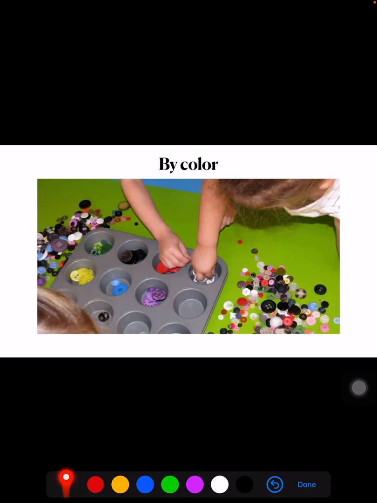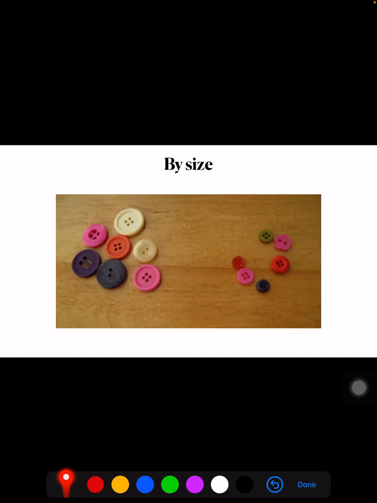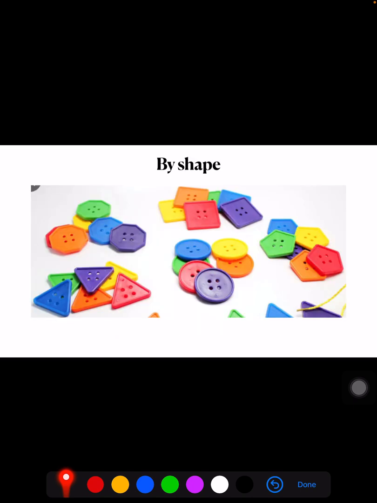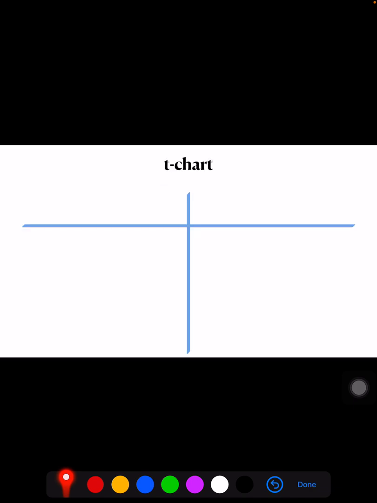We can sort different things on a T-chart by color, by size, by shape. We can sort items in so many different ways, and we can use something called a T-chart to help us sort data. A T-chart reminds me of a lowercase t. Does it remind you of a lowercase t also? Can we trace the T-chart together?